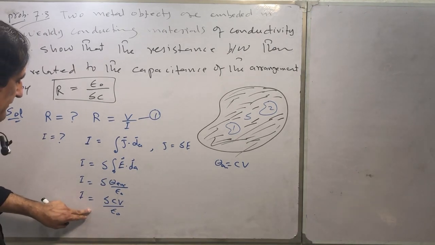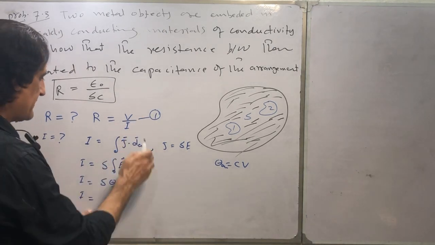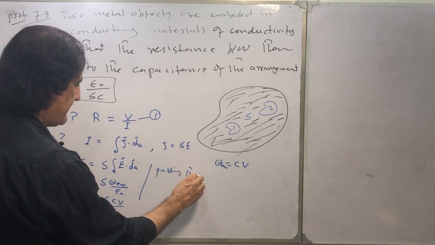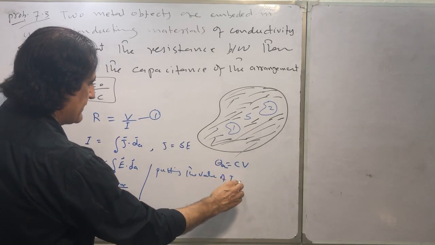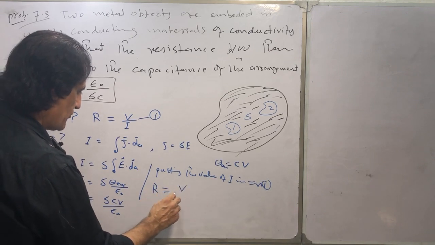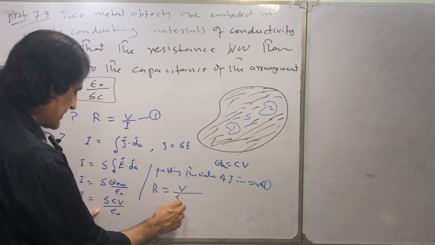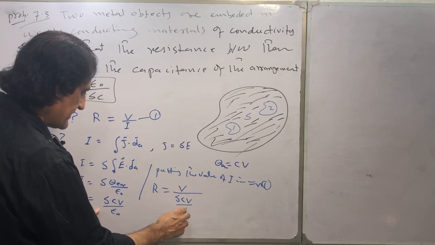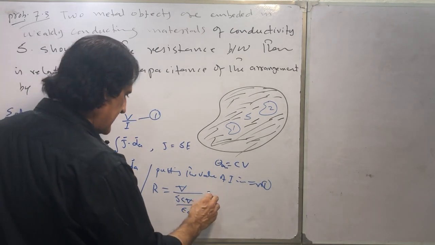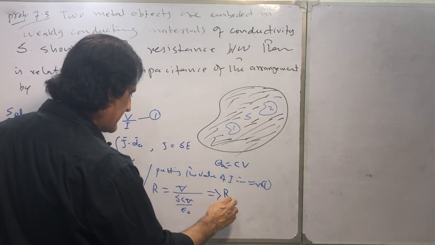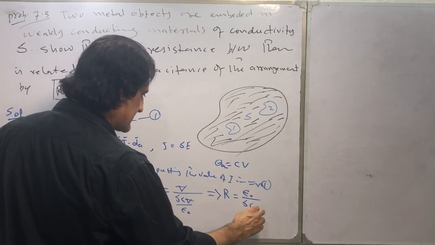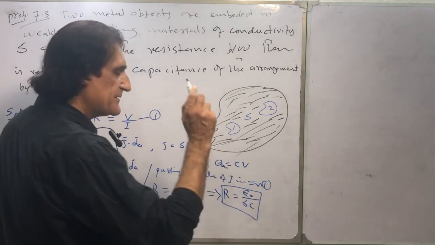Putting the value of I in equation first, this R will be equal to V divided by sigma CV divided by epsilon naught. This V can be cancelled with this, and we have R equal to epsilon naught divided by sigma C. So this is the required result.